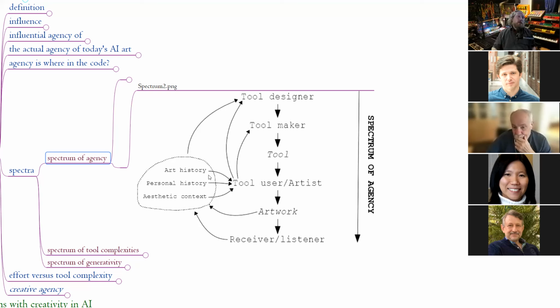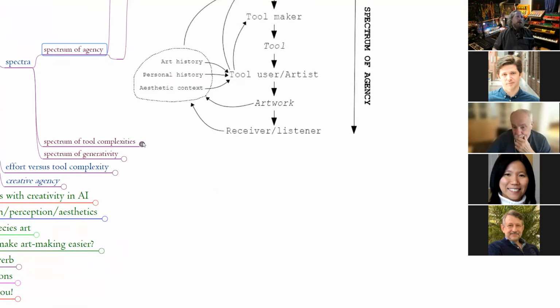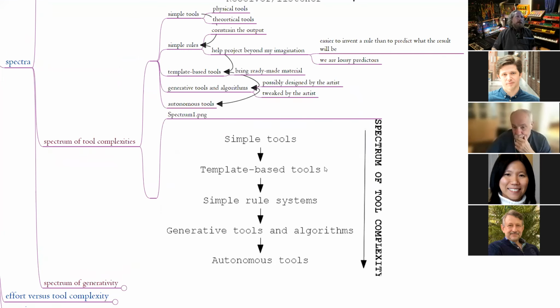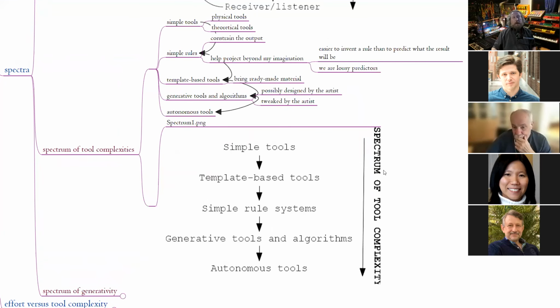And there are a lot of feedback paths here, of course, because any artwork becomes part of art history and influences tool makers, tool designers and future tool users. We can also think in a spectrum of tool complexities, with simple tools like a pencil, template-based tools that come with databases of clip art or something like that.